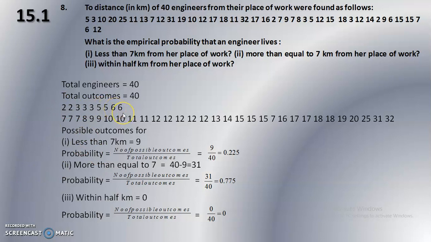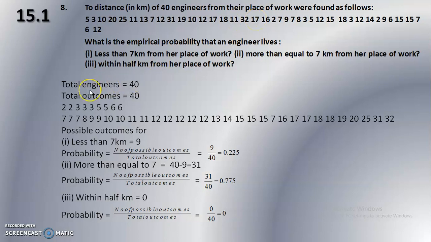are 9. Second question, more than or equal to 7, meaning we can include the number 7, right? So 7, 7, 7, 8, 9, 10 like that, and all the numbers are 31. Because less than 7 is 9 and total numbers are 40, so 40 minus 9 equals 31. And the third question is within half a kilometer from her place of work, but here there is no number like that, so the answer is 0.